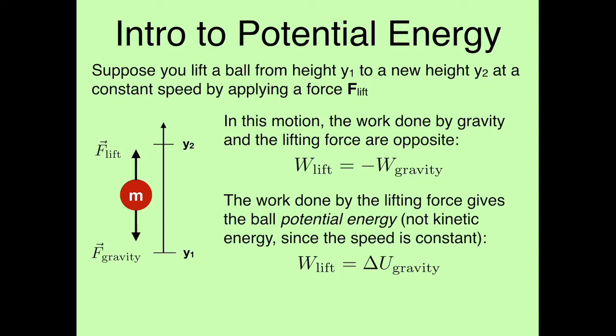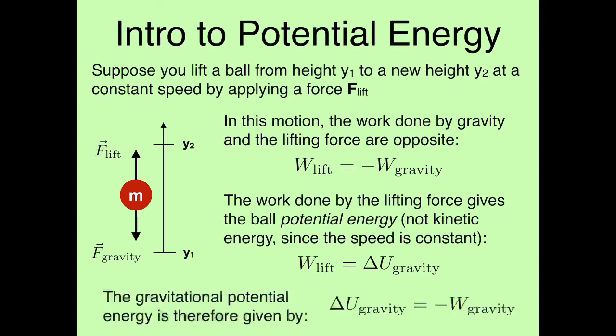So in this case, the ball is not actually changing in kinetic energy because it's moving up at a constant speed. So we're not transferring kinetic energy to the ball. Instead, we're transferring potential energy to the ball as we lift it up. And so an equation we can write down is W lift, the work we do, is equal to delta U gravity, the change in potential energy associated with gravity.